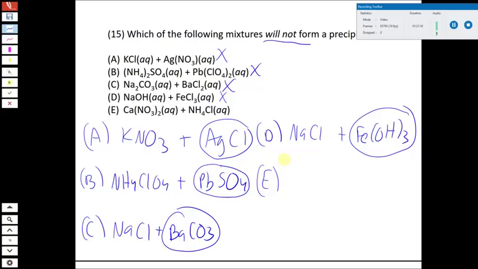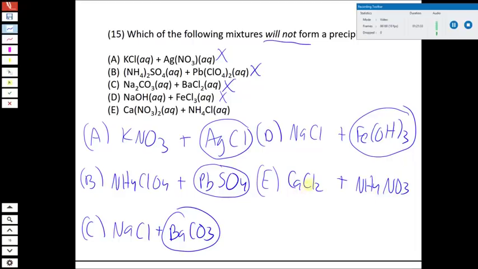So we have calcium nitrate and ammonium chloride. So calcium would get paired with chloride to make CaCl2, calcium 2 plus, Cl minus. And then our second product is going to be ammonium nitrate, NH4NO3. The obvious one of these two is ammonium nitrate. Both the cation and the anion are always soluble, so ammonium nitrate would remain soluble.